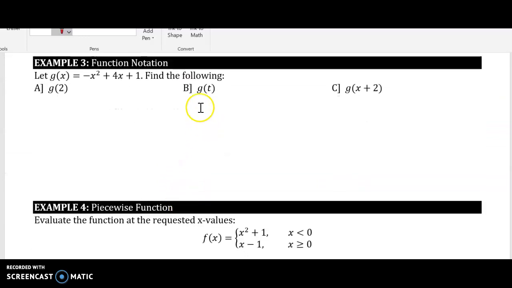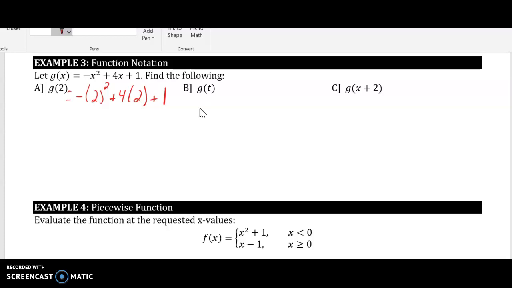All right, so here's function notation. It's g of x, this is the way you read it. g of x equals negative x squared plus 4x plus 1. So the way you read this is g of 2. So g of 2 equals, you're going to take 2 and plug it in for x. So everywhere you see an x, you plug in a 2. So this x got turned into a 2, this x got turned into a 2, and now you simplify.